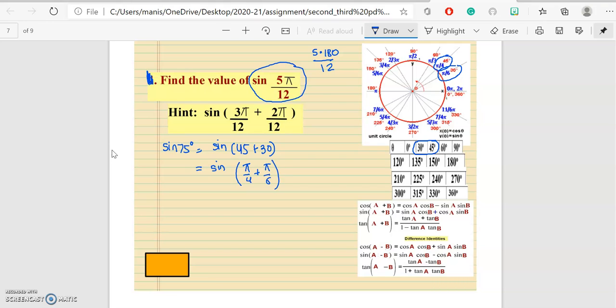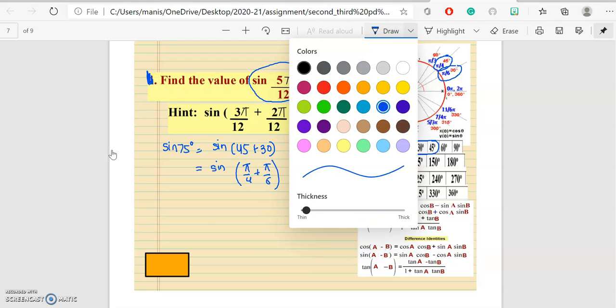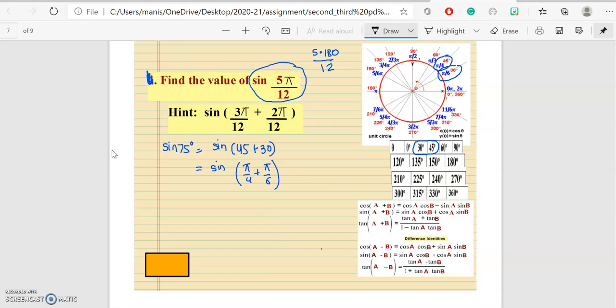Another thing that might come to your mind is, what if I do not know the formula, or I don't have this unit circle? You know how to change 45 to radians. You take your 45 and multiply by pi over 180. When you do this, you will end up with pi over 4. This you can do in your calculator also.